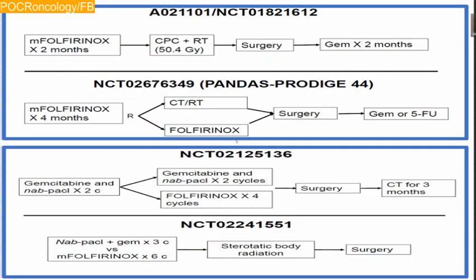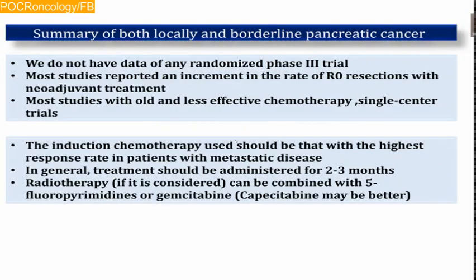Are we going to stop there? The answer is no. We have a lot of treatments in locally advanced disease, starting with chemotherapy, either with FOLFIRINOX or nab-paclitaxel. And after that, those patients are randomized to chemoradiation or chemotherapy, and we'll find the results hopefully within 2 to 3 years from now.